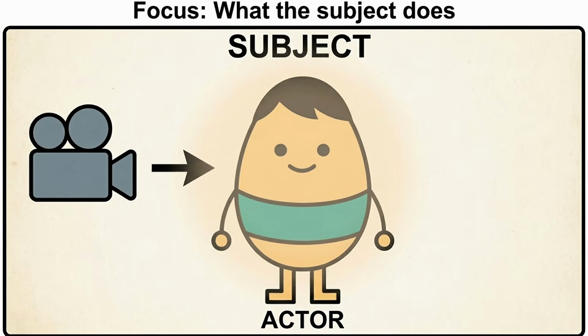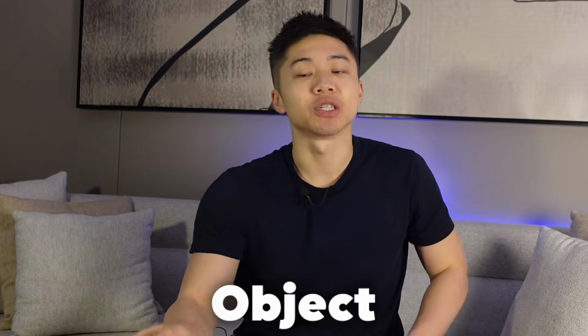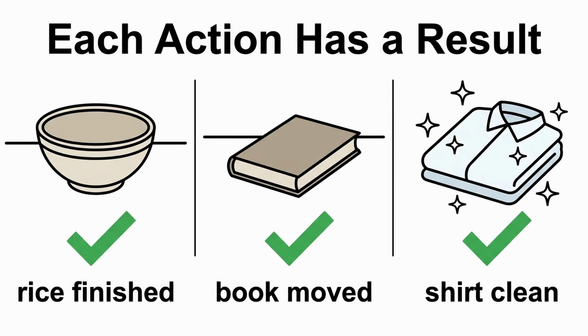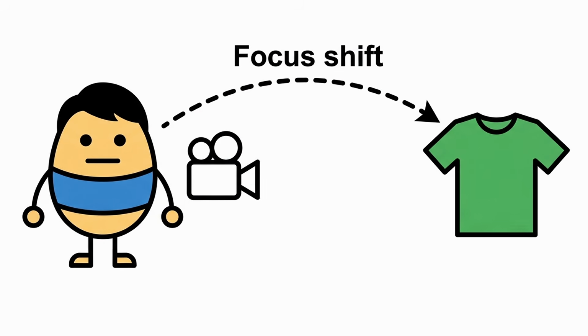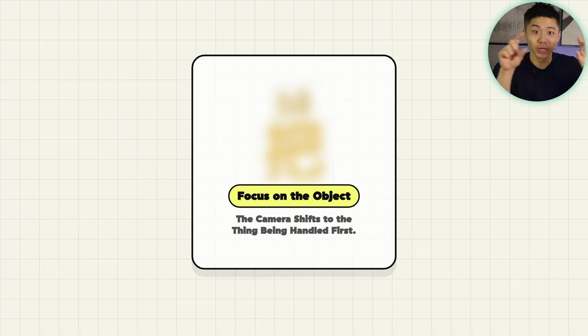And the reason why is because the camera, if you remember the camera analogy, has been following the actor this whole time. I do thing. But suddenly, the most important part of this scene isn't what the actor or the subject does. It's actually what happens to the object. The rice got finished. The book ended up on the table. The camera in Chinese needs to shift focus. And that's how Chinese works. Because this is where Chinese does something that you won't find in English or pretty much most European languages, which is the fact that Chinese has a dedicated word, one single word, whose entire job is to say, focus on the object, because I'm about to tell you what happened to it.